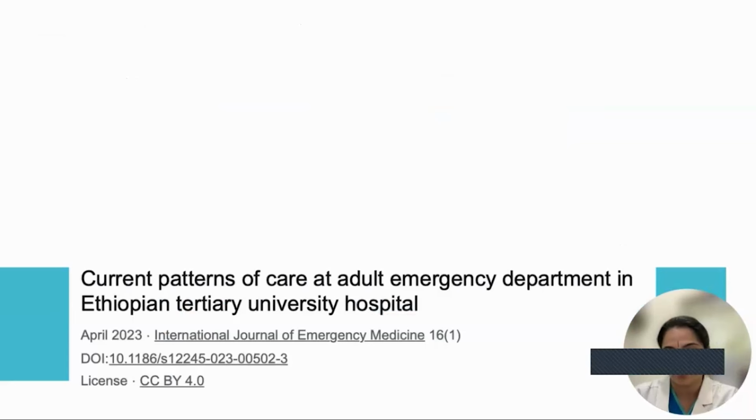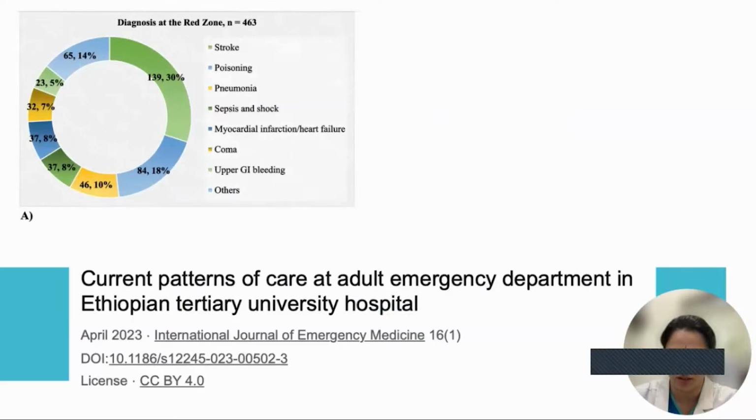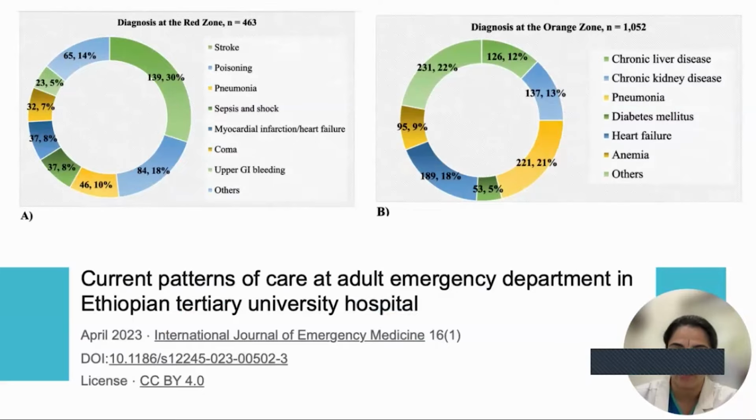This is another study which was in International Journal of Emergency Medicine, which showed patterns of care at adult emergency department. Here they probably looked at huge numbers. So here they used what are called pie charts. Pie charts are where the numbers are very big. Each color is represented by two numbers.